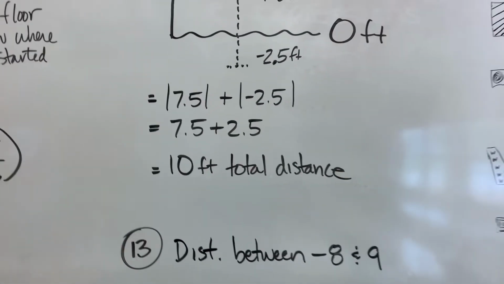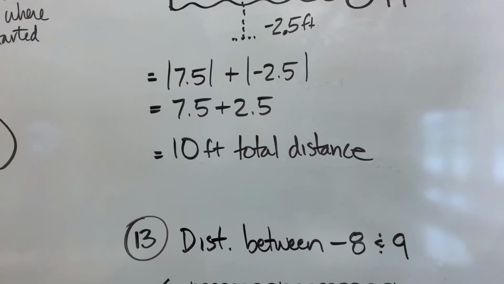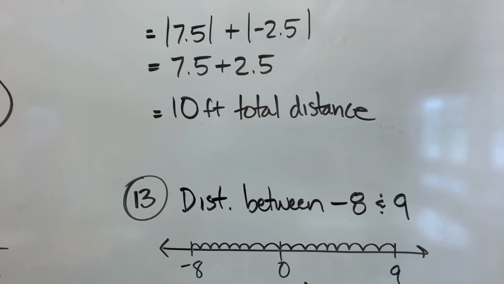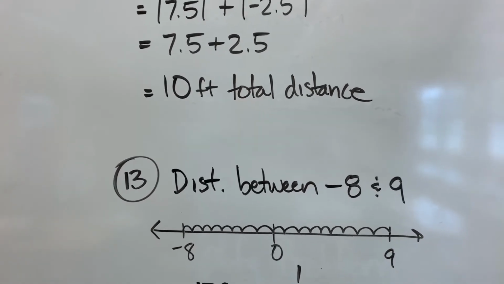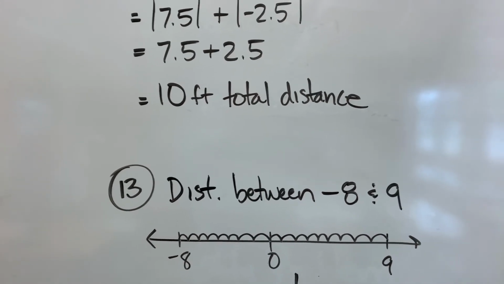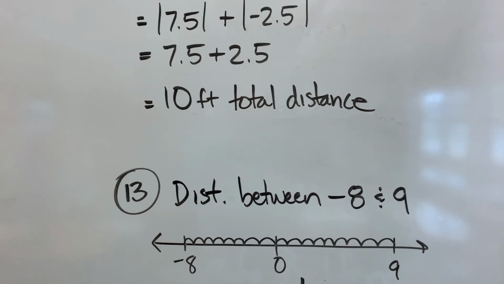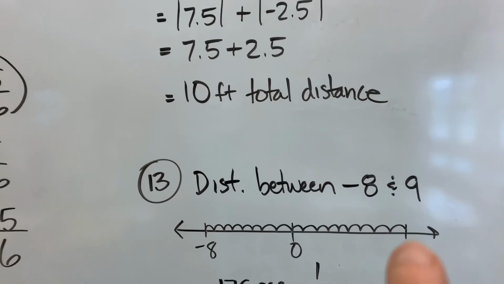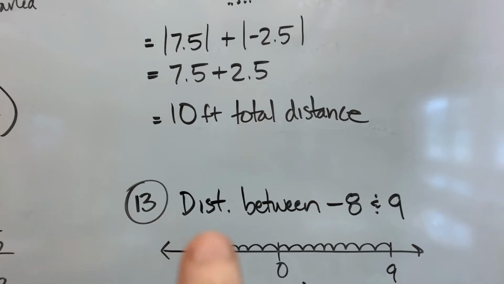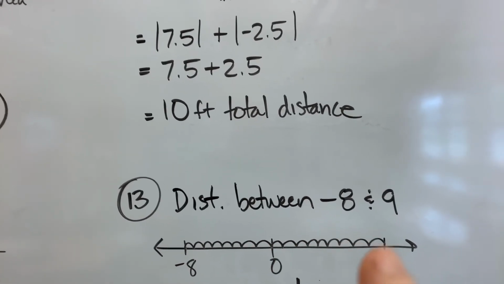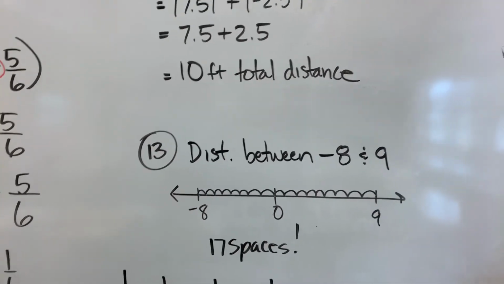Last but not least, they wanted to know the distance between -8 and 9 on a number line. Well, those numbers were so easy that I just drew the number line and I counted. It was 8 spaces from -8 to 0 and another 9 spaces from 0 to 9. So I just simply counted. I did like silly little leapfrog things. 1, 2, 3, up to 17. There were 17 spaces between those two numbers.